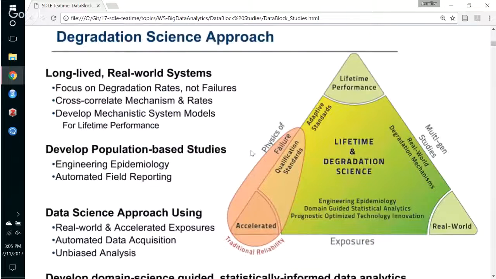So then if we talk about degradation science, what we're aiming to do with degradation science is expand from the most basic form of design of experiments, which is encompassed by this traditional reliability part of the schematic here, to incorporate not only accelerated exposures and failures of systems, but also incorporate real-world studies and multi-generational studies to get a true prediction of lifetime performance of a system.